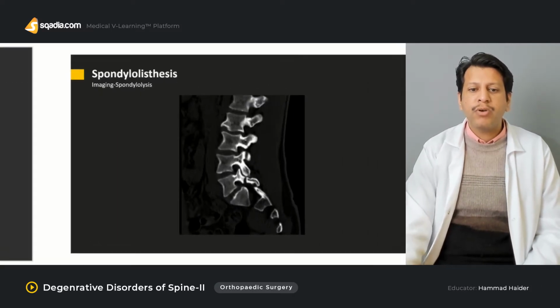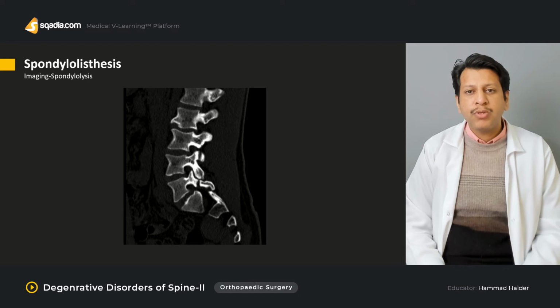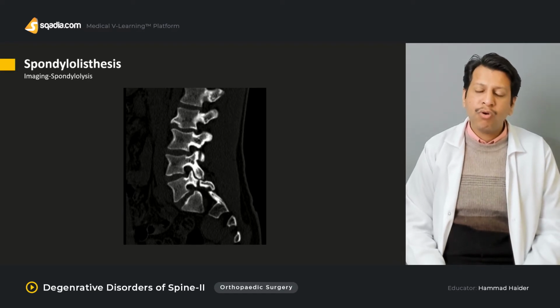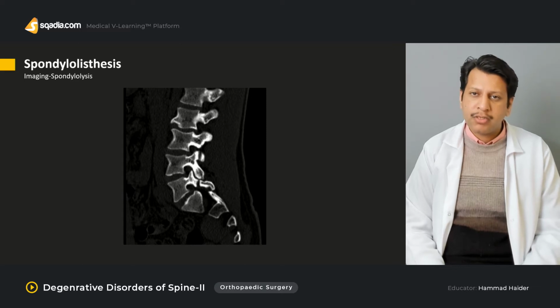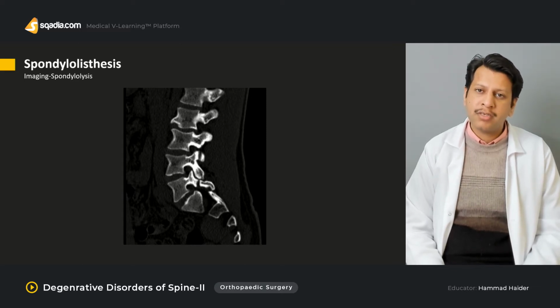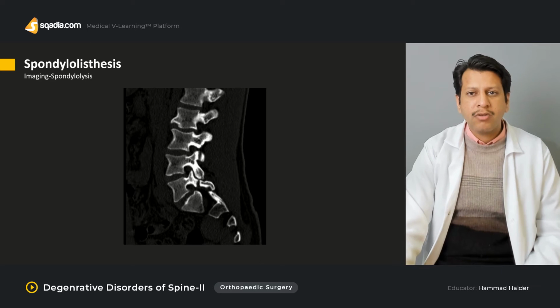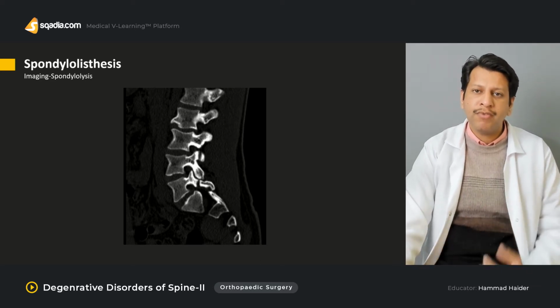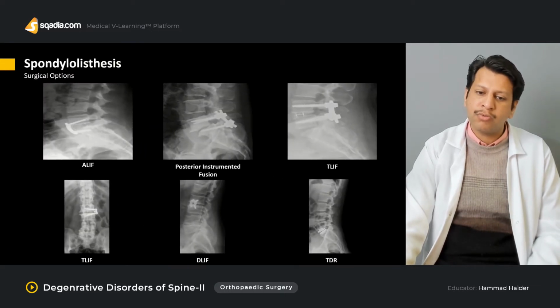From then we're moving on towards the other imaging which may be required, for example MRI as well as CT, to look for the specific form of spondylolisthesis such as the isthmic or dysplastic type, or how to assess the narrowing of the spinal canal, or spondylolisthesis which may eventually be leading to some form of spinal stenosis.